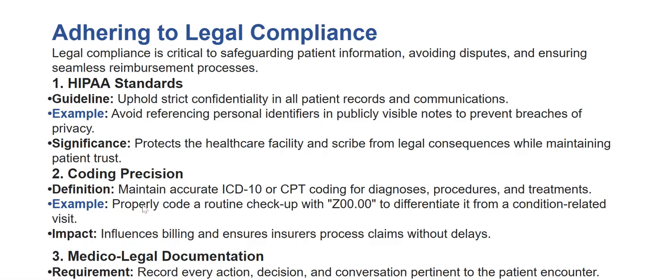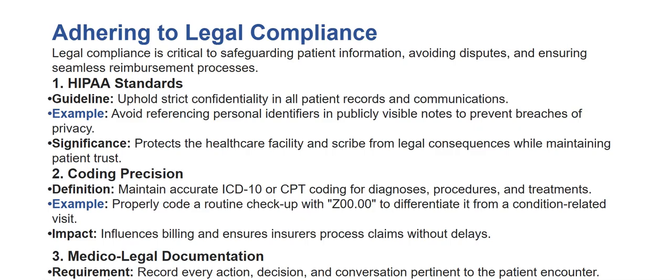Coding precision. Definition here: maintain accurate ICD-10 or CPT coding for diagnoses, procedures, and treatments. Example, properly code a routine checkup with Z00.00 to differentiate it from a condition-related visit. Impact: influences billing and helps insurers process claims without delays.